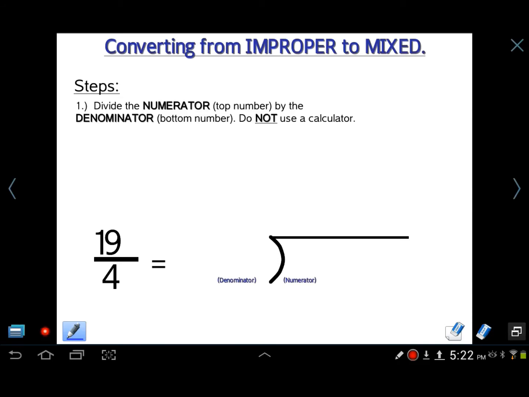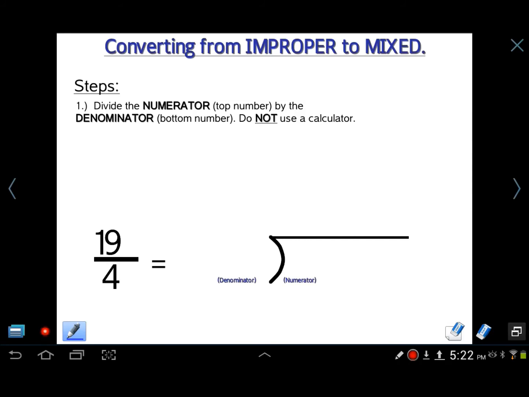So the first step is to divide the numerator, the top number, by the denominator, the bottom number. Do not use a calculator. If you use a calculator, your screen's going to pop out a decimal, and decimals are not the same thing as remainders at all, unless you're dividing by 10. Let's just forget about that. Just don't use a calculator. Use the regular pencil, paper method, and do the division the old-fashioned way, with your head.